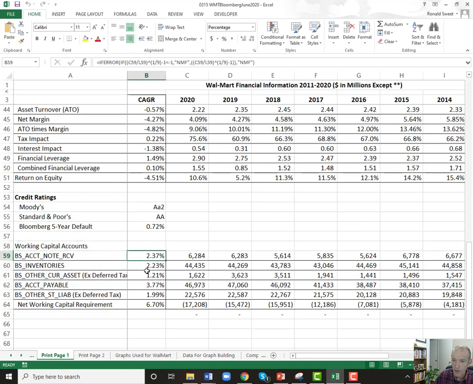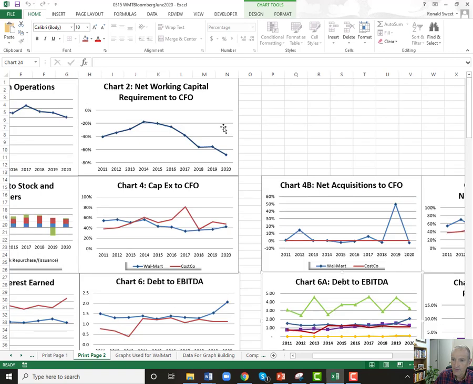So here what you can look and try to figure out is, why is their working capital requirement getting so strong? And if you look at the actual graph, you can see it really started since 2014. That's when it got a lot stronger. You want this line going down. This is net working capital as a percentage of CFO. You want it to be negative, and you want it going down. If it's positive, you still want it to go down. So lower is better. So you want the working capital requirement to be as small a percentage of CFO as possible. For Walmart, it's actually negative 68%.